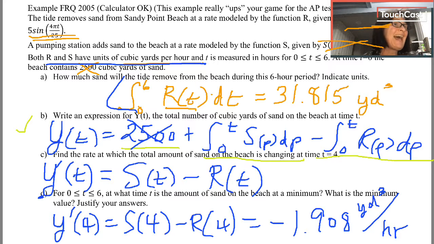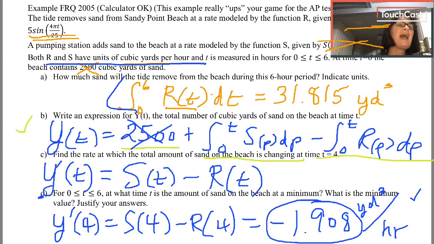A question they did not ask us, but I'm just going to front load it here because they will definitely ask you somewhere on the AP test: given that this was the rate of change of the amount of sand on the beach, is the amount of sand increasing or decreasing? Well, because the derivative of the amount of sand is negative, the actual amount of sand is decreasing. That means at time 4, the tide was taking sand away faster than the pumping station was putting it in.